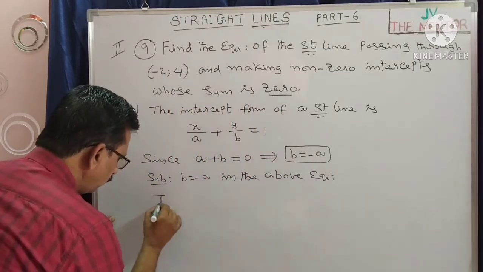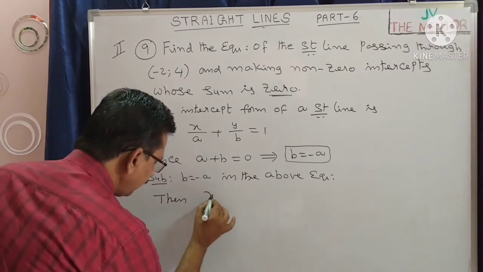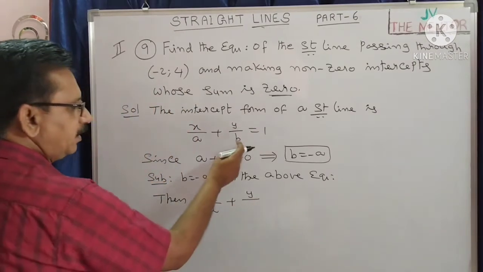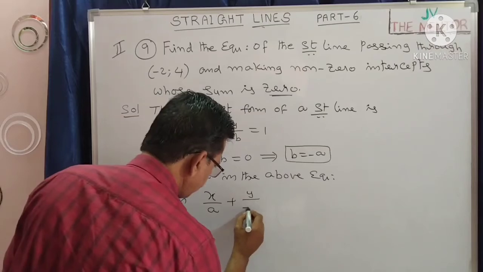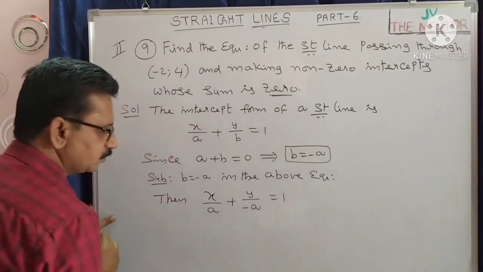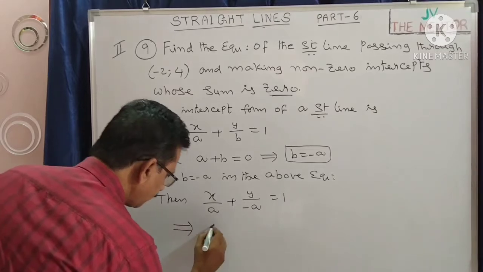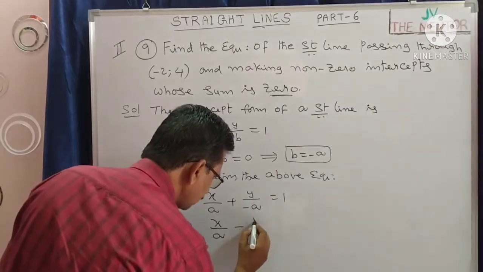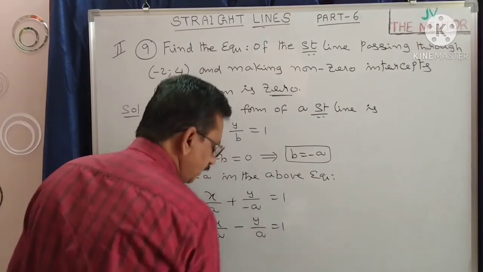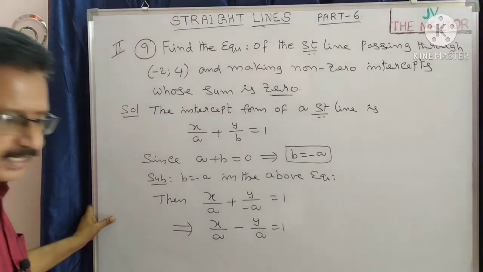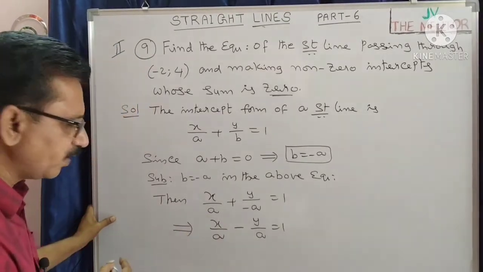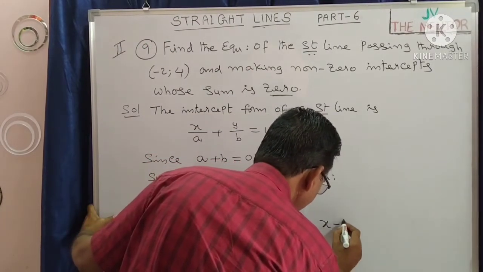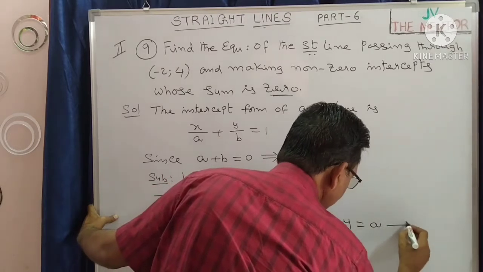Then we have x by a plus y by, here substituting b as minus a, equal to 1. Now this can be written as x by a, here plus into minus, minus y by a equal to 1. Okay, no? Here what is the LCM? Here LCM is a, so that means x minus y by a equal to 1. Cross multiplication gives x minus y equal to a. That is the equation number 1.